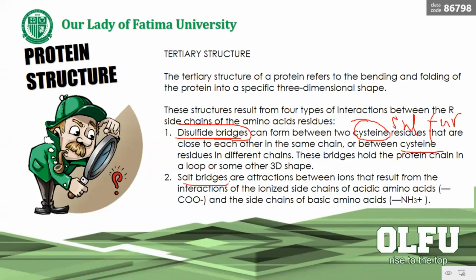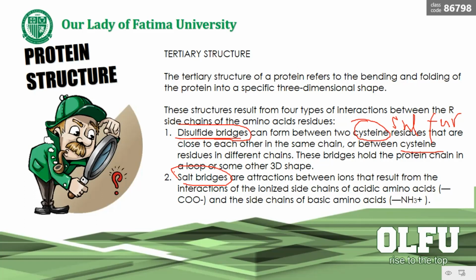Number 2, the salt bridges. Di ba positive and negative attract together? Positive and negative, nag-a-attract yan. So there are side chains of amino acids that contain a positive side, and there are amino acids that contain a negative side. And they are attracted towards one another. Kapag na-attract sila towards one another, you form salt bridges. And it also dictates what the protein will look like. Okay? So parang hinawakan mo lang yung iyong finger halimbawa.